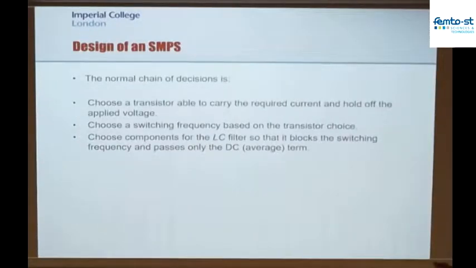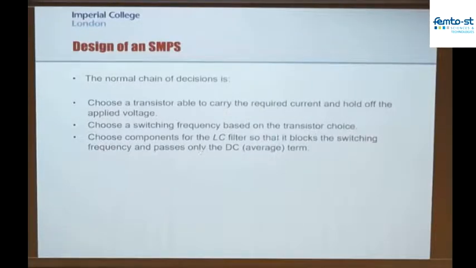So just to give you a very quick walkthrough of how you would design this type of power supply, you know the specifications for the input and output voltage, you know the specifications for how much power you need to be processing. First of all, you choose a transistor that can cope with the right current and voltage. Choose a switching frequency based on that transistor. Certain transistors will be happy switching at high frequency, certain transistors will not, and that will be something that you can probably calculate by looking at the data sheet and seeing how much switching loss you will have.